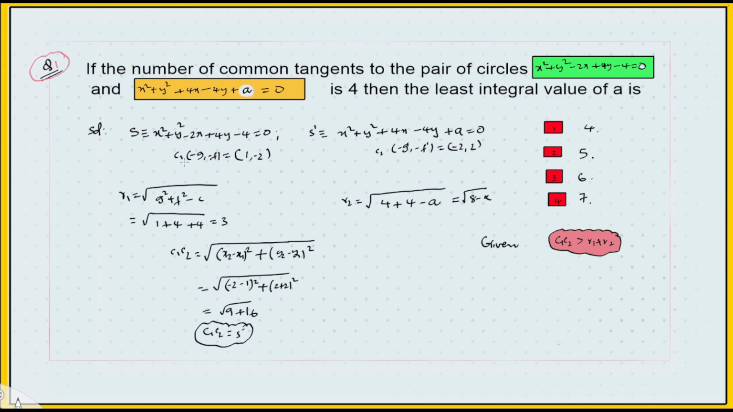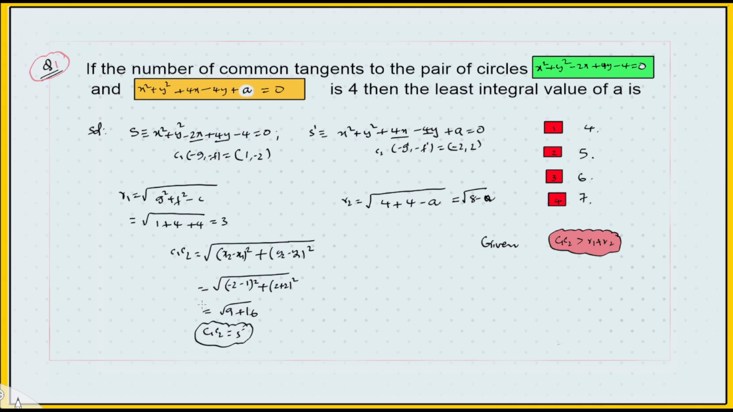So given circle C1: center is minus g, minus f, half of x coefficient, y coefficient with opposite sign, that is (1, -2), and C2 is (-2, 2). R1 = root of g square plus f square minus c, 1 square is 1, 2 square is 4, minus of minus plus, root 9 is 3. R2: minus 2 whole square is plus 4, 2 square is 4, minus constant a, so 8 minus a.